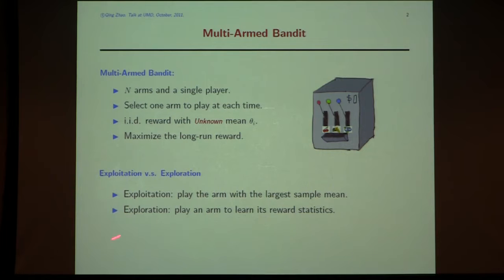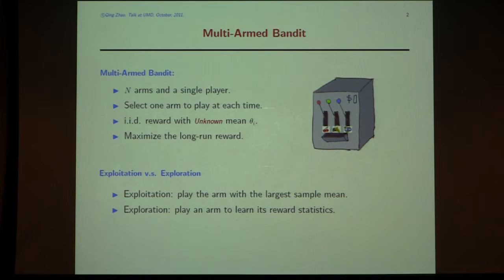But on the other hand, we also want to explore, to learn. So we may want to play an arm we haven't played many times so far. In that case, the sample mean may not be an accurate reflection of the true mean. So we should consider playing an arm for learning its reward statistics so that we can improve our selection in the future. This is the mathematical abstraction of the problem.